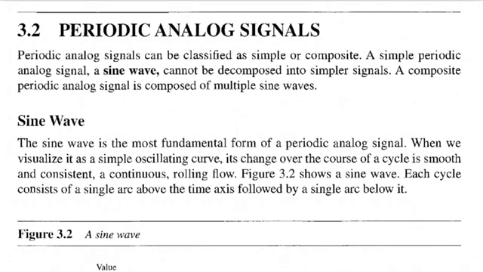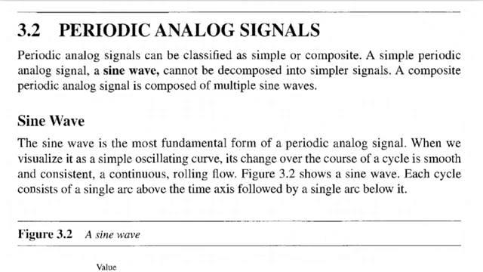The next topic is periodic analog signals. A periodic analog signal can be classified as simple or composite. A simple periodic analog signal, a sine wave, can't be decomposed into simpler signals. A composite periodic analog signal is composed of multiple sine waves.